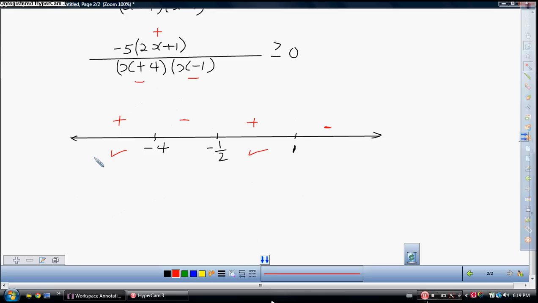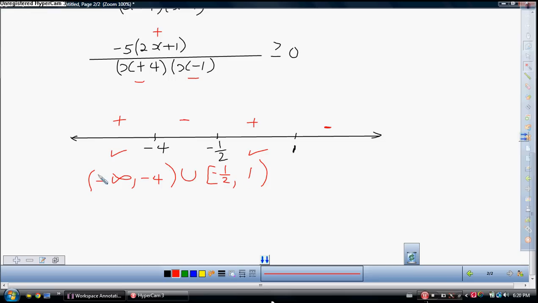So the solution to my inequality would be negative infinity to negative 4 in interval notation. Note I'm using an open bracket here because this is not part of my domain. This is a restriction. Union, I'm going to use a square bracket here, negative 1/2 and 1. Again, I'm using an open bracket here because 1 is a restriction.